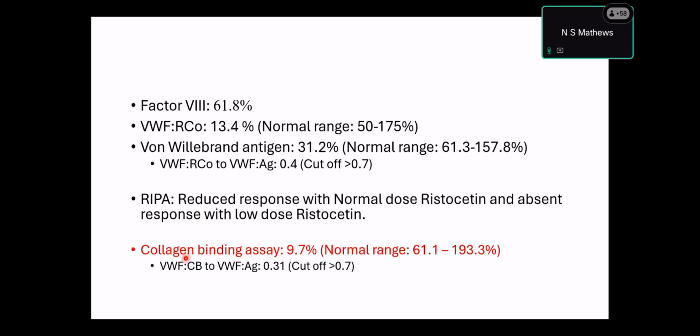So what we can do next is look at the collagen binding index. Here it is 9.7, while this is the normal range. If you look at the ratio of collagen binding to the antigen, 31.2, it's significantly low. This is anyway definitely a low number.